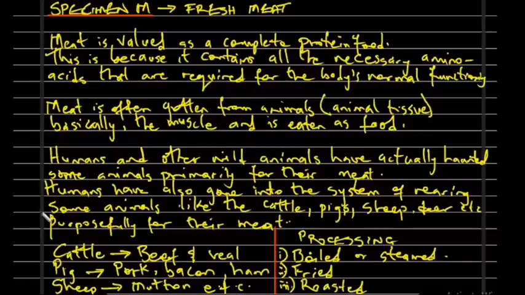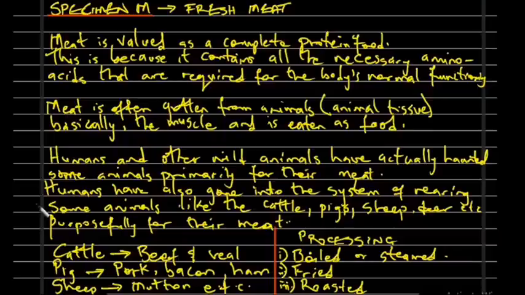So we move to the next specimen now, which is our specimen M, and that is fresh meat. Fresh meat is our specimen M. Specimen M is actually a major source of protein for animals, and it is gotten from animals. This is because it contains all the necessary amino acids that are required in the body of an organism. The meat contains the majority of the amino acids that are necessary for normal body growth.